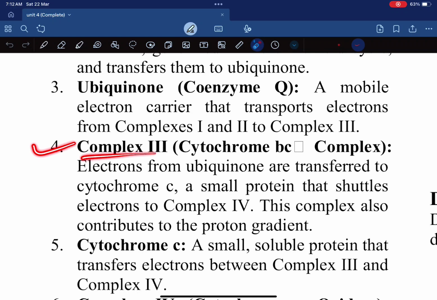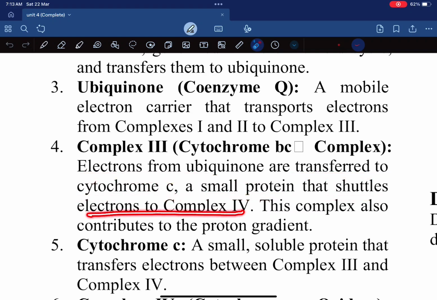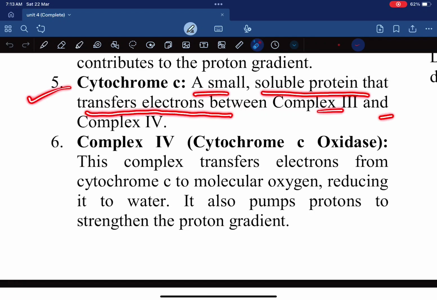Complex 3, cytochrome bc1 complex. Electrons from ubiquinone are transferred to cytochrome c, a small protein that shuttles electrons to complex 4. This complex also contributes to the proton gradient. Cytochrome c, a small soluble protein that transfers electrons between complex 3 and complex 4.